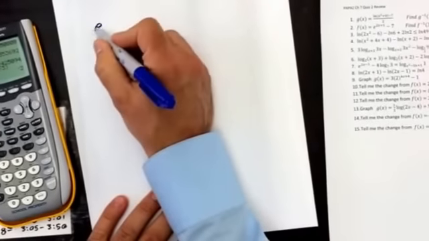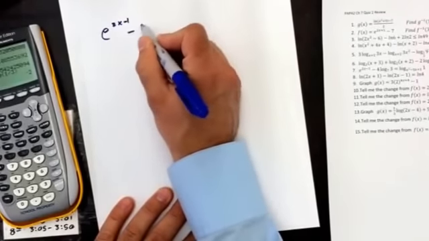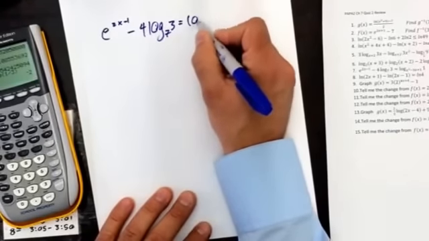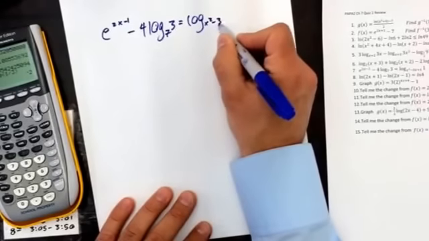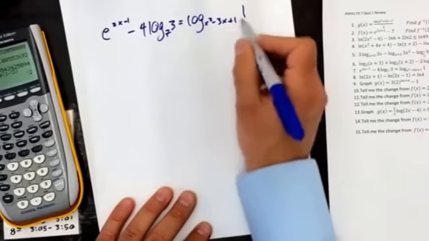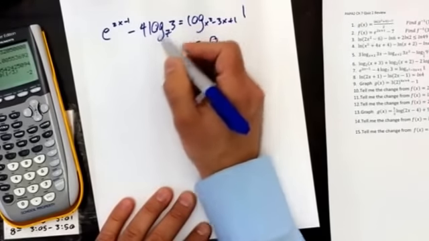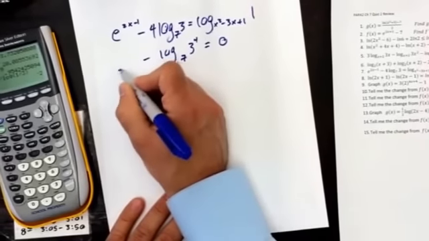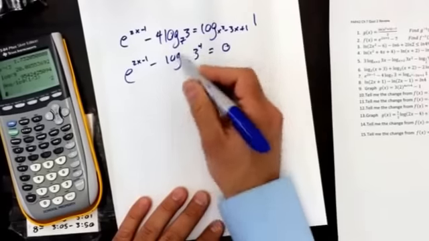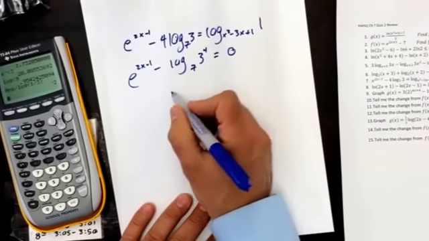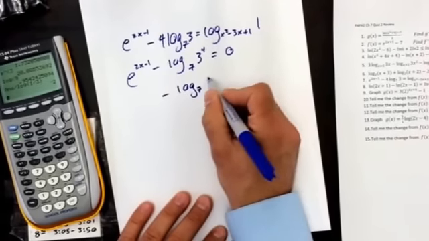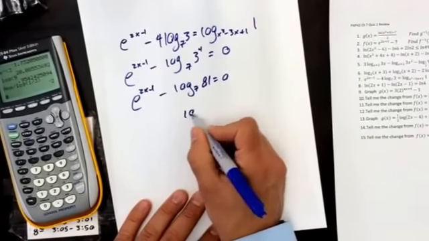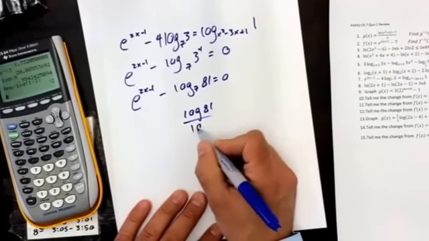Continuing on, e to the 2x minus 1 minus 4 log base 7 of 3 equals log base x squared minus 3x plus 1 of 1. It's log of 1, so that equals 0. This exponent's going to come to the top, so it's going to be 3 to the power of 4. These are all numbers, so this is a number. 3 to the power of 4 is 81. Which means what I can do is I can do the log of 81 divided by the log of 7.